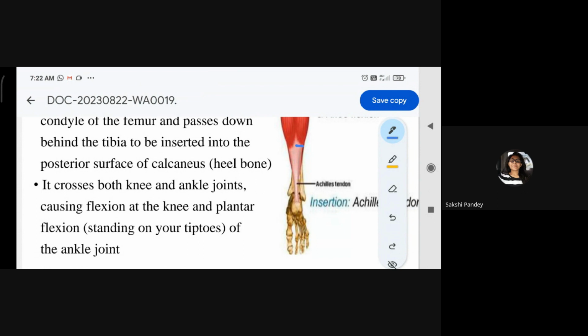This gastrocnemius muscle is causing flexion in the knee, means anytime when we are folding our knee, and plantar flexion means when we are standing on our toe tips, means during Tadasana we are standing on our toe tips. So in that case, this Achilles tendon is contracting, and this gastrocnemius muscle is playing an important role. That is why our calf muscles get strengthened during Tadasana. So I hope you can get the concept.